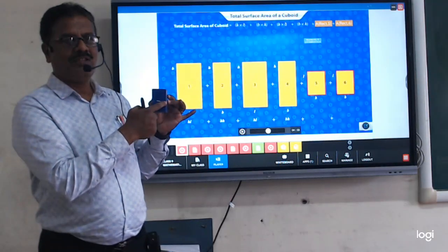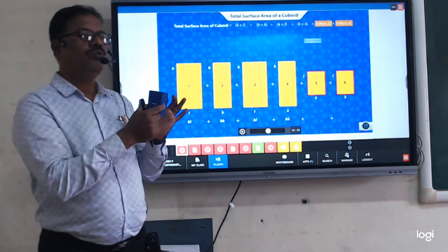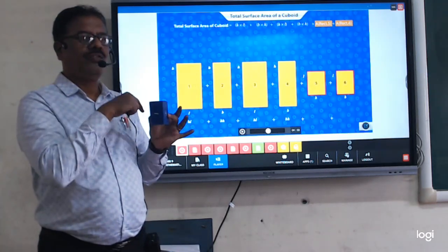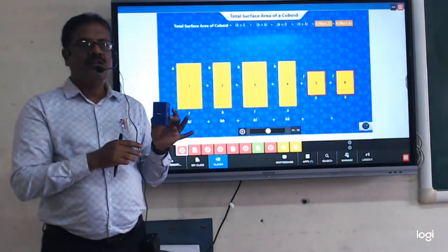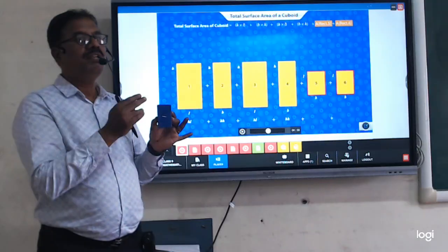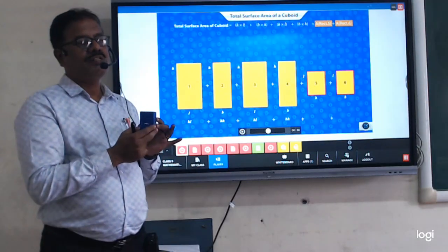L into H. Likewise you will get one, two, three, four. So all the four faces. If I find the area of the four faces, it is called lateral surface area. When I include the top and the bottom, then it is called total surface area.